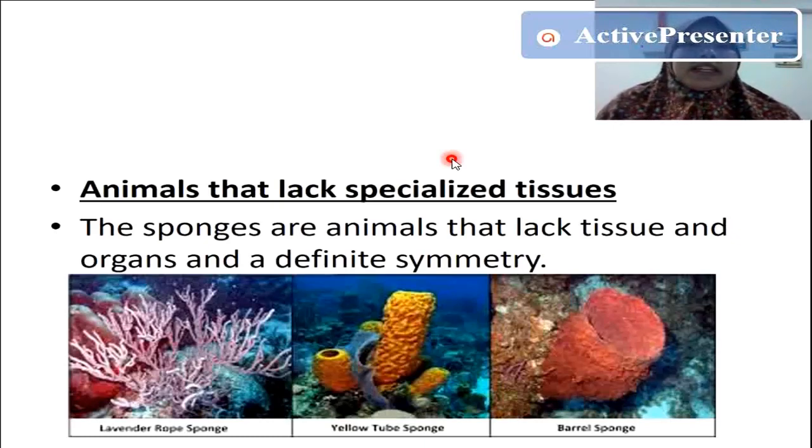Sponges are also an example of organisms that do not have definite symmetry, meaning they do not have a definite shape, or we call it absence of symmetry. As you can see from here, examples of sponges are yellow tube sponges, barrel sponges, and many more.